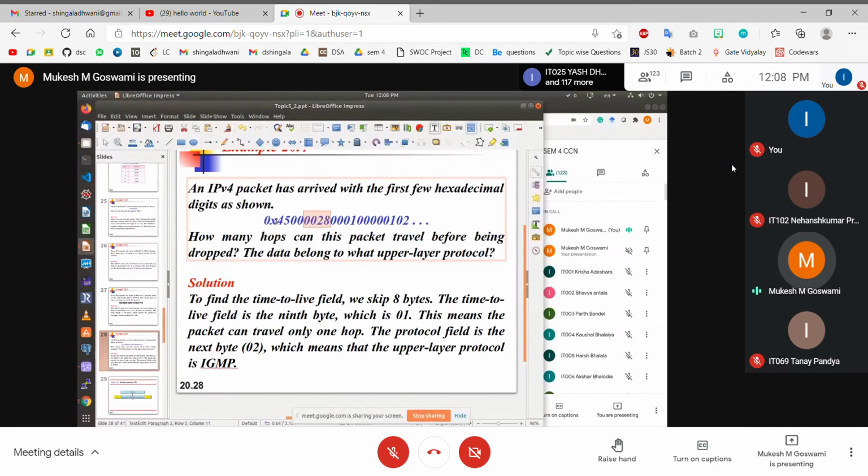So far what we know is that the packet is IP version 4, that the length of the header is 20 bytes, that the type of service is normal, and that the length of the total packet is 40 bytes. It means the length of the data inside the packet is equal to 20 bytes. That is the information we know so far.